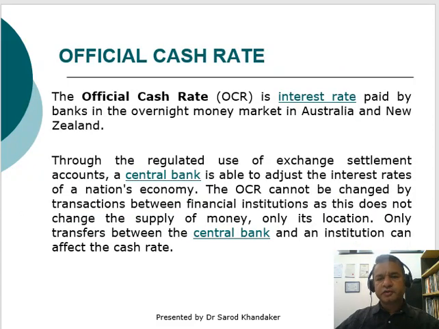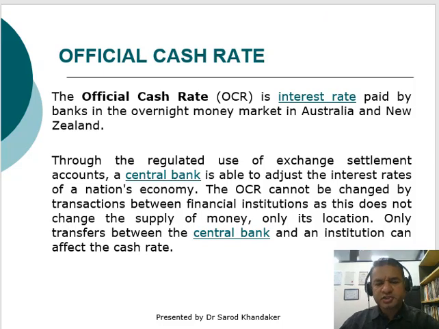The first thing we need to understand is the official cash rate. The official cash rate, or OCR, is the interest rate paid by the banks to the overnight money market in Australia and New Zealand. So the cash rate is based on the overnight money market or money supply for the Australian and New Zealand banks.